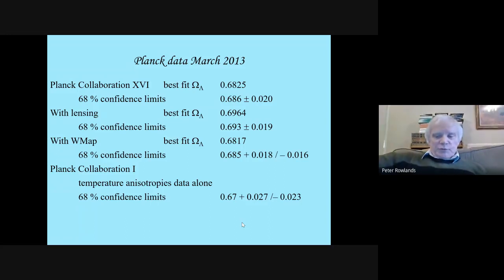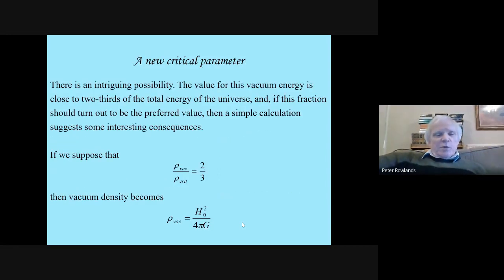Some of them are slightly higher, some of them are slightly lower. I think the average taken is about 0.683, so that 0.683 is the fraction of omega that is due to dark energy, I'm sorry. Now, data like that give us an intriguing possibility. It's very close to 2/3 of the total energy of the universe. And if it should happen that 2/3 turns out to be the exact value, then a simple calculation will show something really interesting develops. So let's do that calculation.